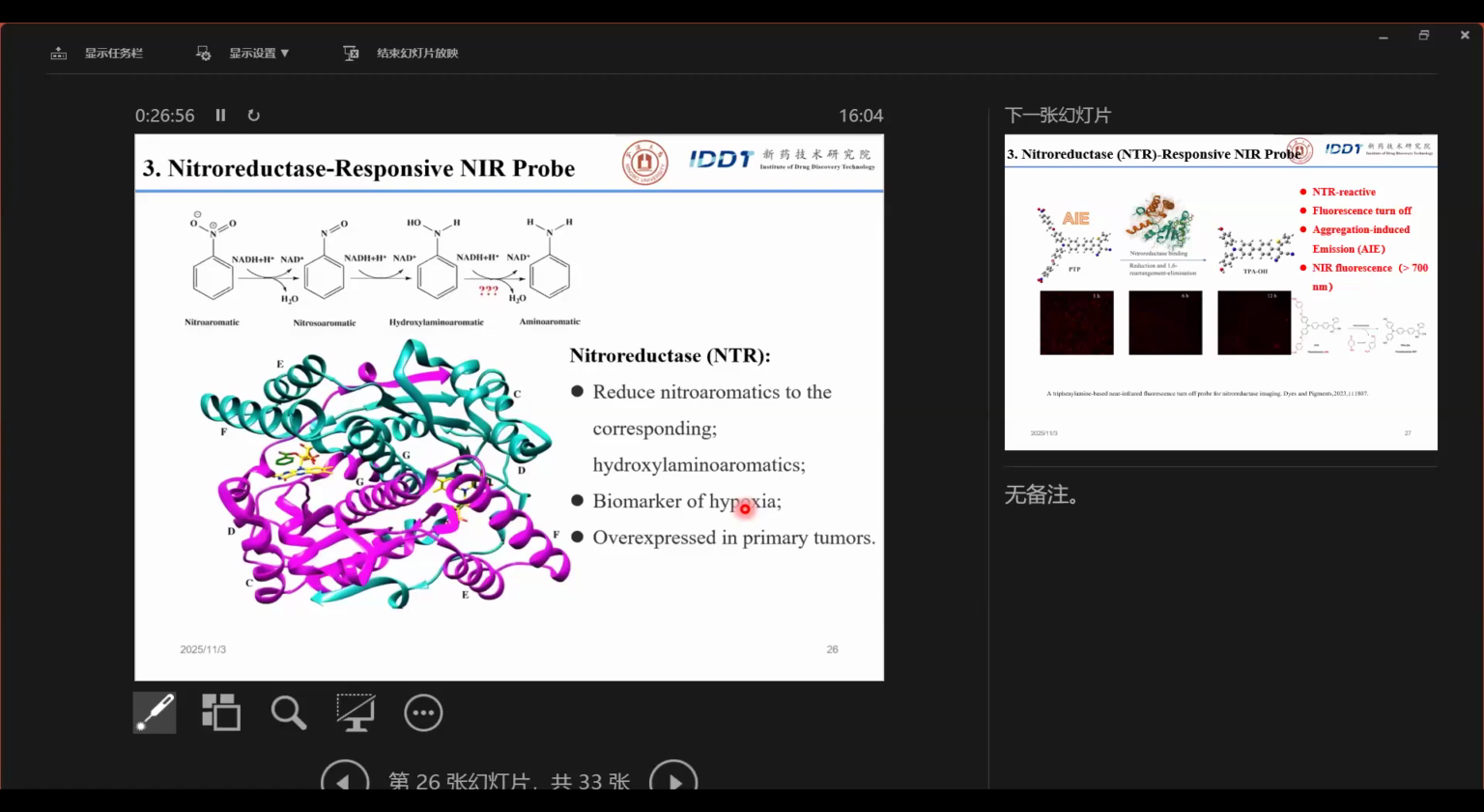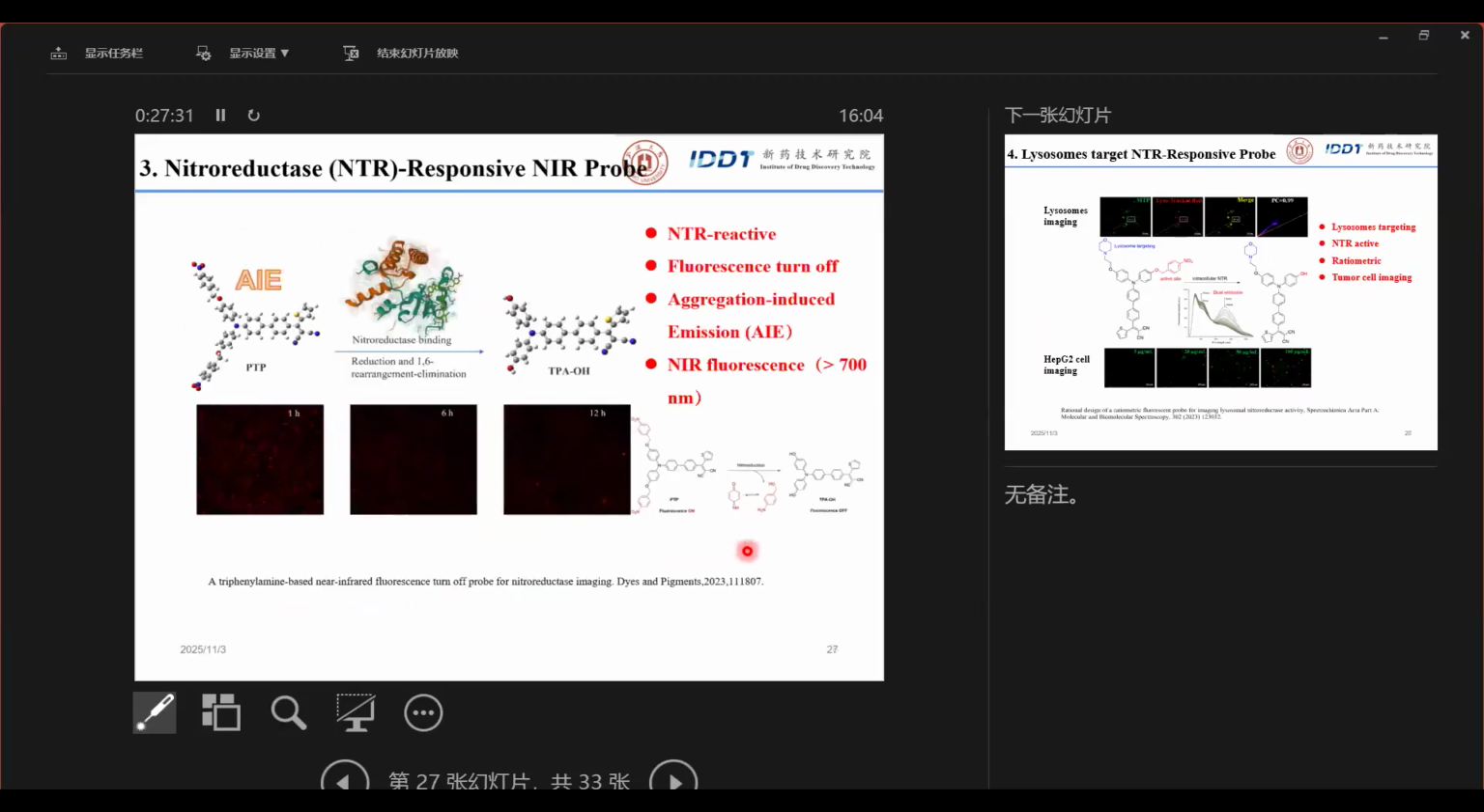And this NTR, which stands for nitroreductase, is a biomarker of hypoxia. Especially since it's a reductase, it can survive in less oxygen. So this is a biomarker of hypoxia. If we can detect NTR, it means that we can detect the tumor in the early stage, in the hypoxia situation. And it's overexpressed in primary tumors.